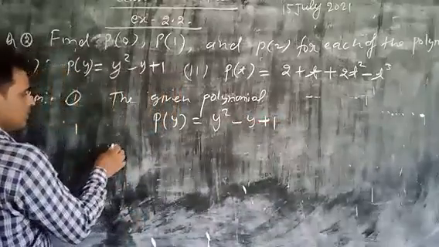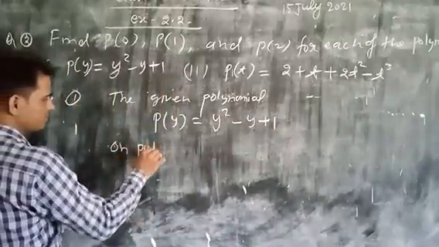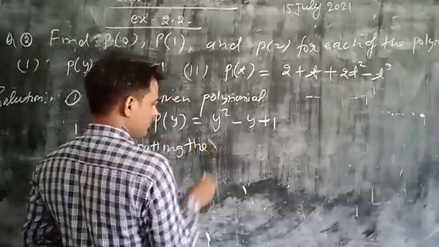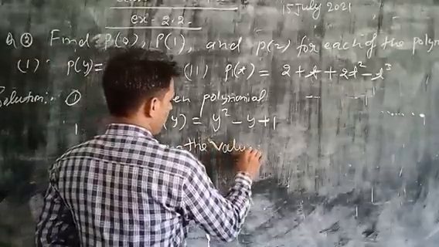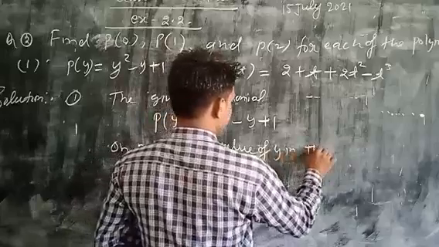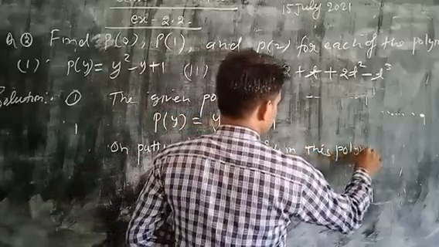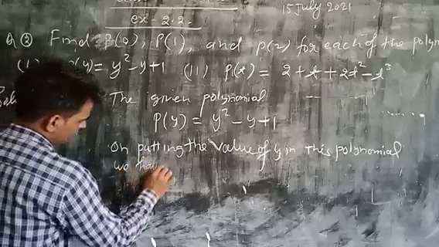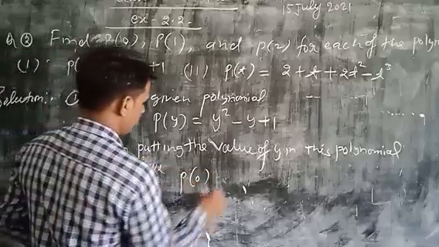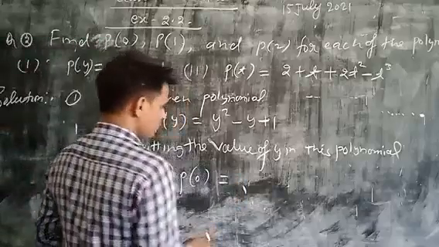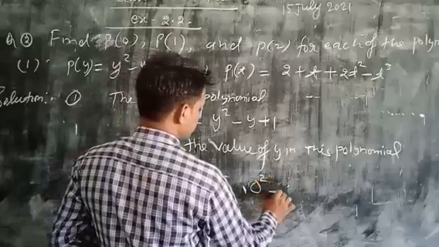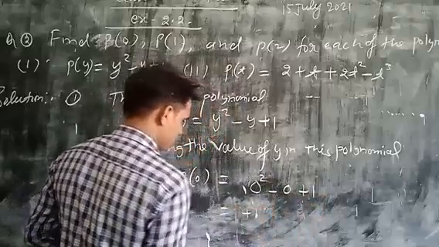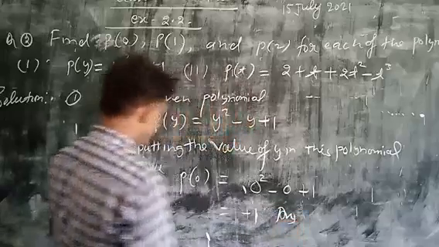On putting the value of y in this polynomial, we have P0. Now P0 is equal to 0 square minus 0 plus 1. So at last we get only plus 1. This is the value of P0.